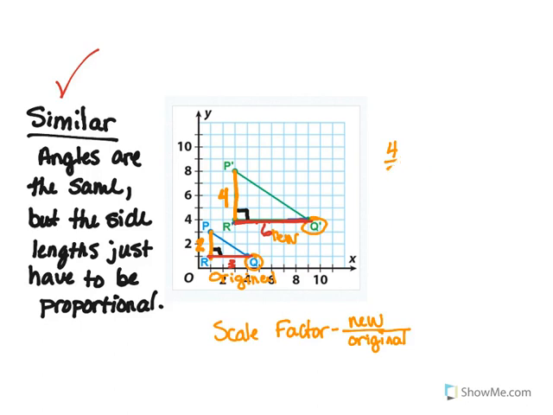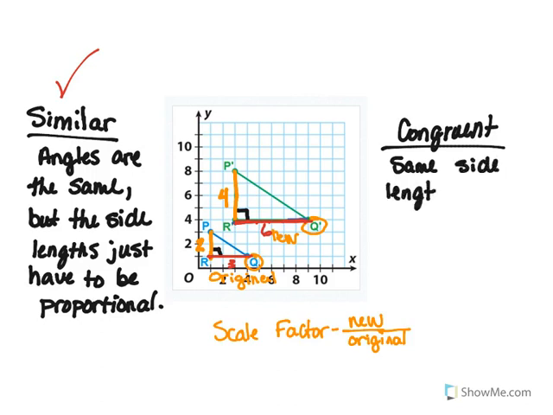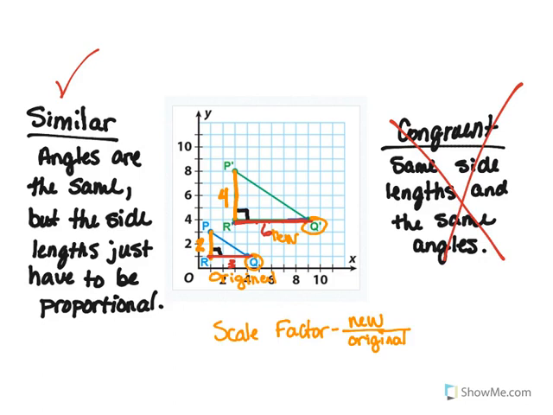Now there's one other thing. We can also have congruent figures. Congruent means the same side lengths and the same angles. In this case, these would not be congruent because those side lengths aren't exactly the same. They're just proportional. So we would say these are not congruent. So we're going to do a few examples now.